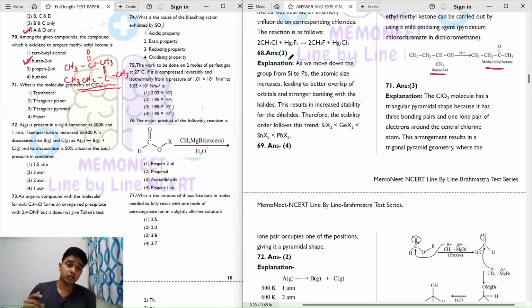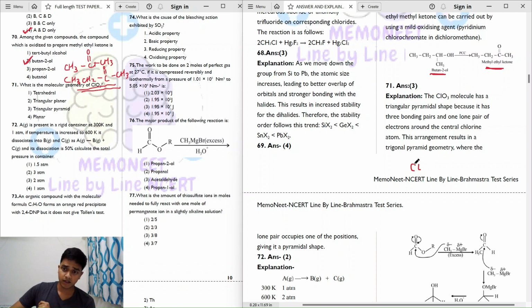Moving on to the next question, the question says, what is the molecular geometry of ClO3? If we talk about ClO3, we have chlorine as the central atom. It is bonded to 3 oxygen atoms, and chlorine has 7 valence electrons. So each oxygen will form a double bond, right? And there will be 1 extra electron. So that is why ClO3 does not exist as a molecule. It exists as the ClO3 minus ion. So we generally find it as chlorate ion.